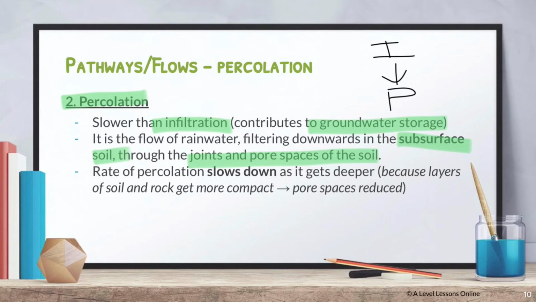The base flows, all those kinds of stuff at the bottom, in the form of a flow called percolation. That is basically what they call the moving water in that area. The rate of percolation will definitely slow down here as it gets deeper, because the layers of rocks and soil get more compact. So your pore spaces are actually reduced.